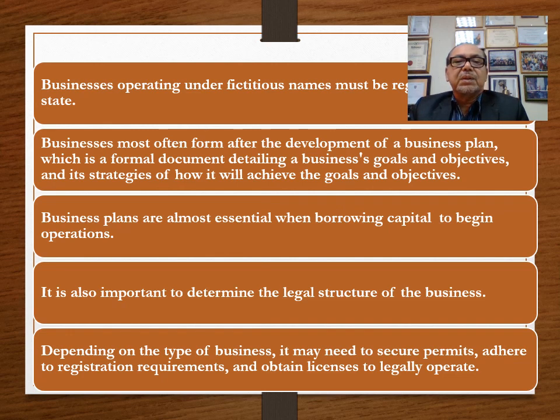Businesses most often form after the development of a business plan, which is a formal document detailing business goals and objectives and strategies of how we'll achieve the goals. So we need to have a proper plan, your vision, your mission, and what kind of business or what kind of food you want to sell. All this must have your detailed plan. You can't just wake up tomorrow morning and want to set up a restaurant, a Japanese restaurant. You can't do it before doing all the business plan. Even with a detailed business plan, sometimes people fail in business. So what about if you don't have a plan at all? There's more chance that you fail than you succeed.